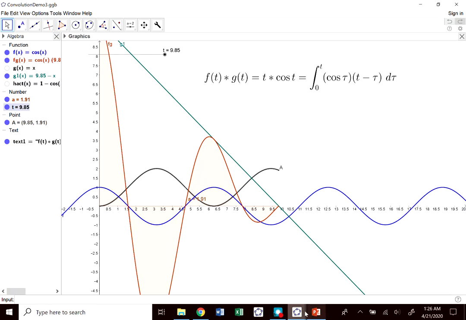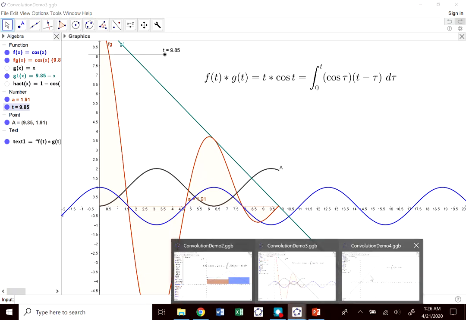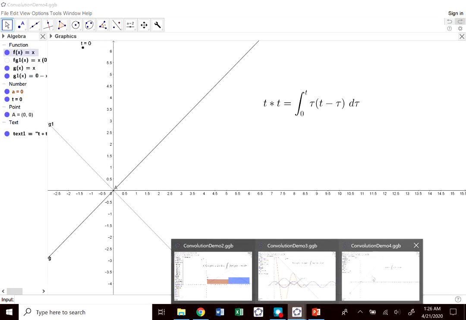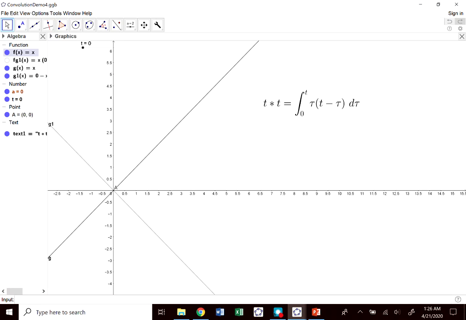Let me pick one final example. Our favorite, the very first one that we had a closed form solution of, t convolved with t. We already know that it should be t cubed over 6. So we have a tau graph and a t minus tau graph here, this one, and so let her rip.